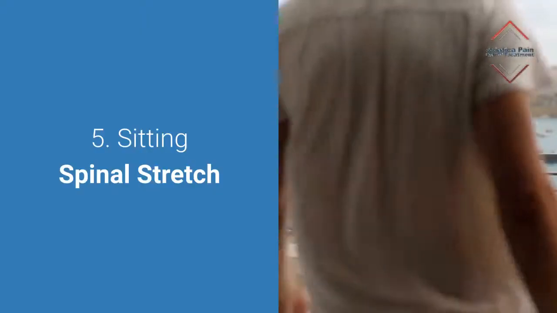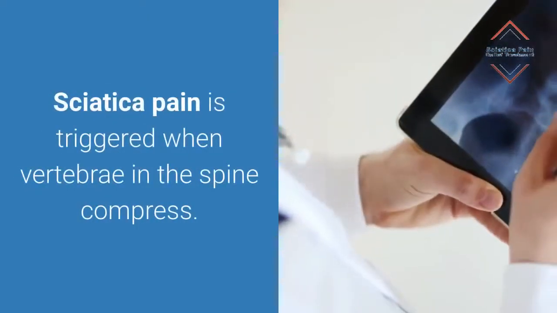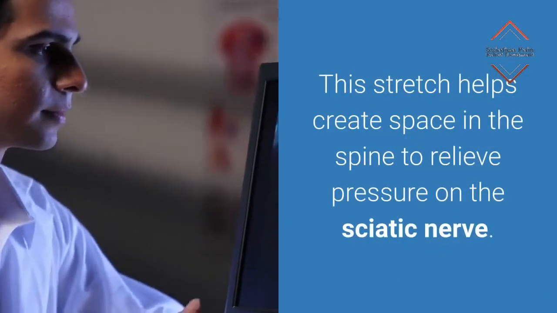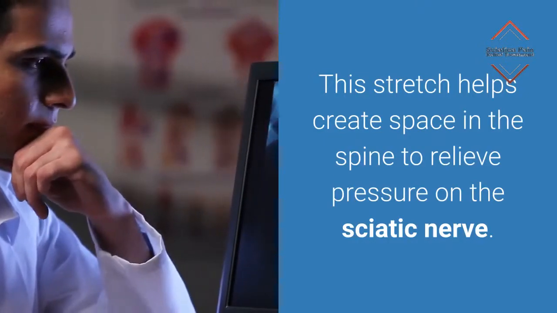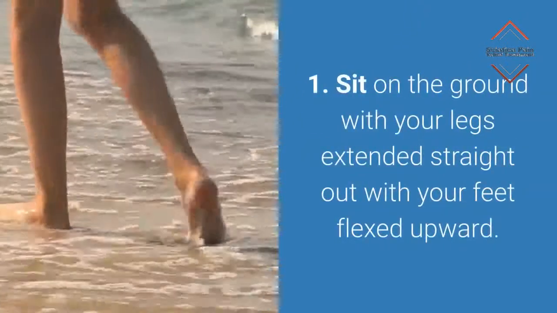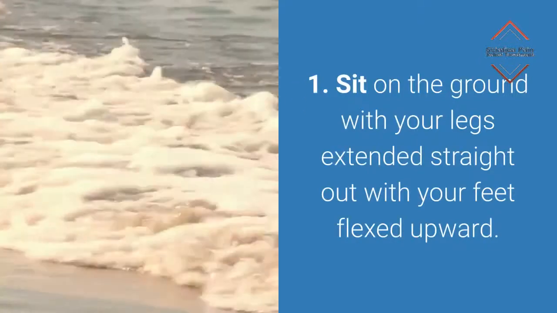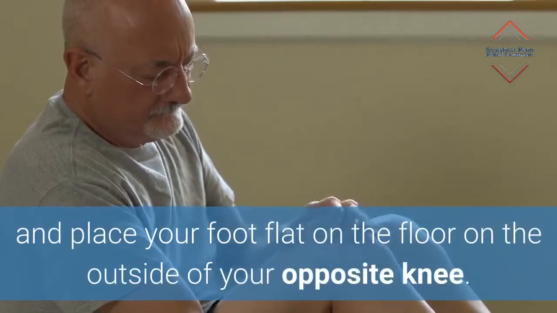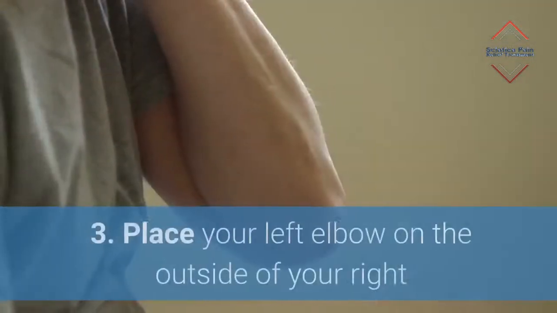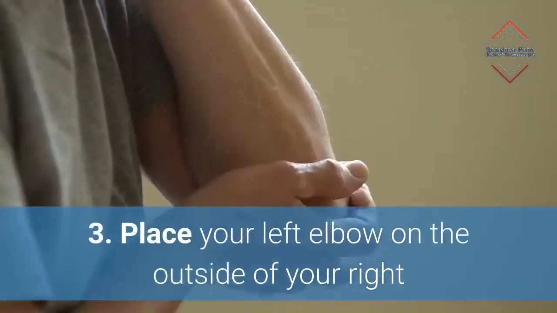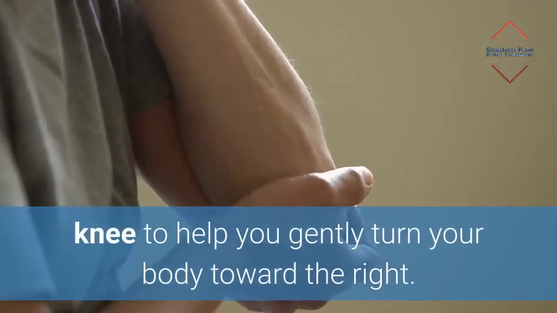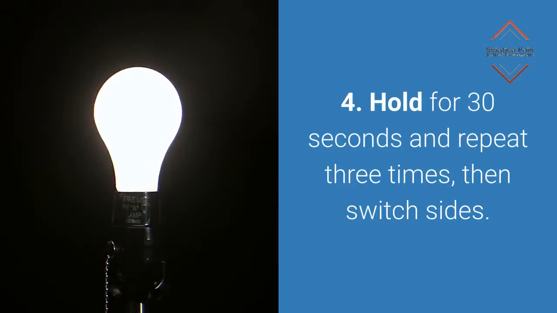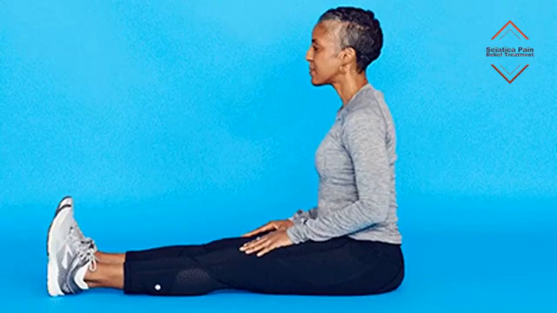5. Sitting spinal stretch. Sciatica pain is triggered when vertebrae in the spine compress. This stretch helps create space in the spine to relieve pressure on the sciatic nerve. 1. Sit on the ground with your legs extended straight out with your feet flexed upward. 2. Bend your right knee and place your foot flat on the floor on the outside of your opposite knee. 3. Place your left elbow on the outside of your right knee to help you gently turn your body toward the right. 4. Hold for 30 seconds and repeat 3 times, then switch sides.